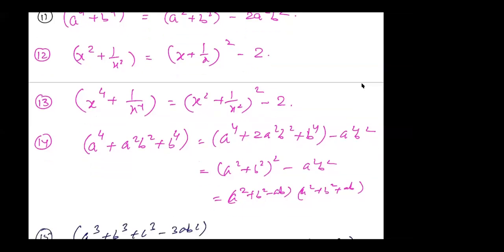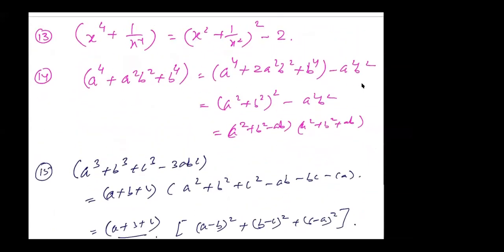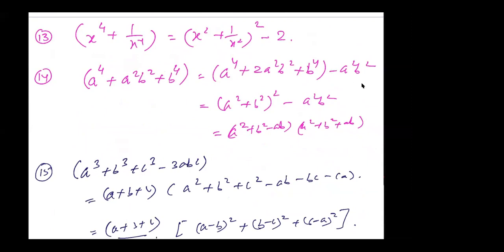Yes, Harsh. Sir, the 13th formula we can also write as x plus 1 by x the whole square minus 4. Yes, Peter, come again. Sir, the 13th formula, x to the power 4 plus 1 upon x to the power 4, we can also write it as x plus 1 by x the whole square minus 4. No, beta, never. Because when you are changing the formula, the inside formula will change too. So this will become x plus 1 by x the whole square minus 2, the whole square. This minus 2 will not come out. Yes, sir, understood.